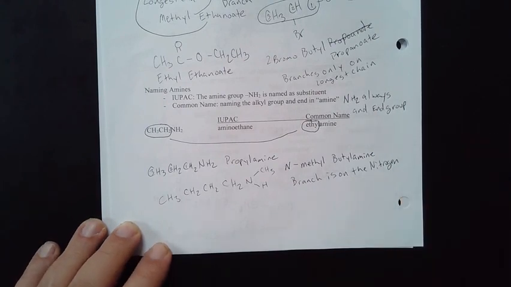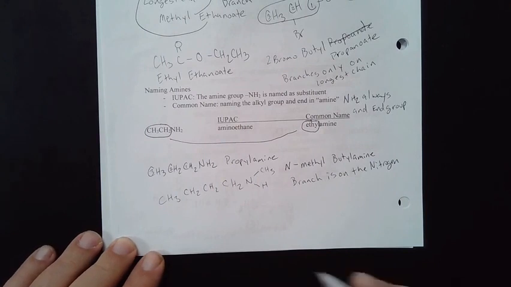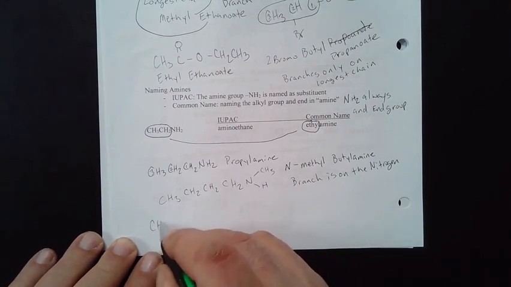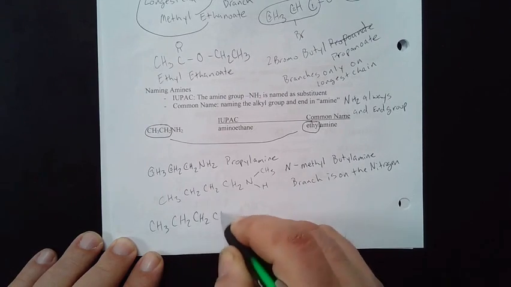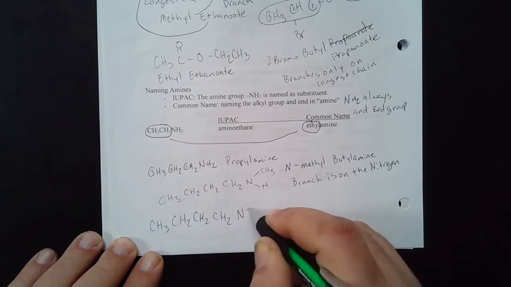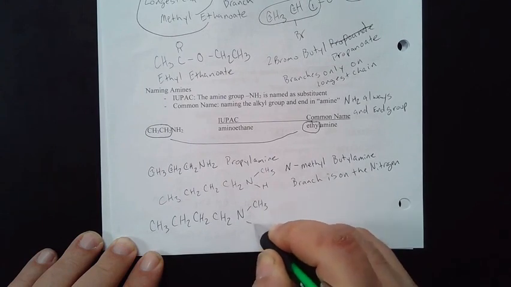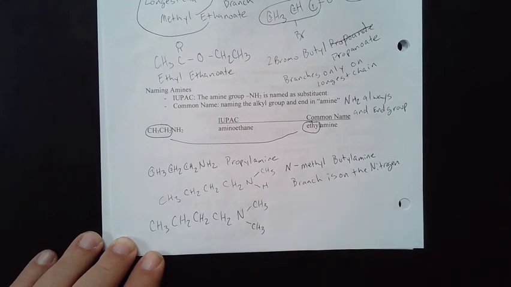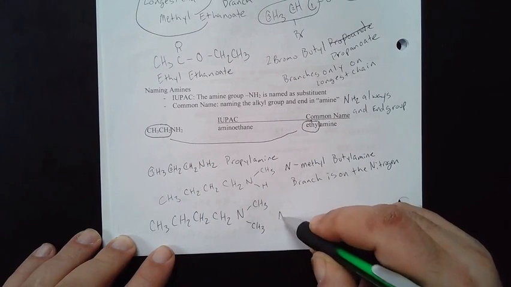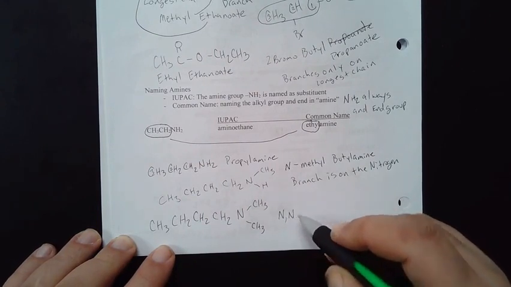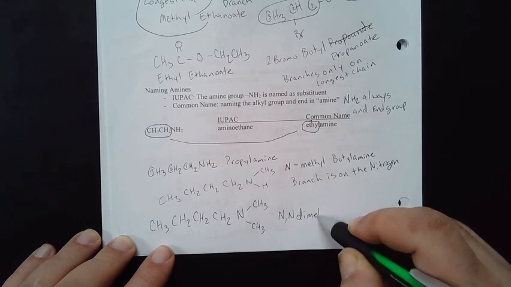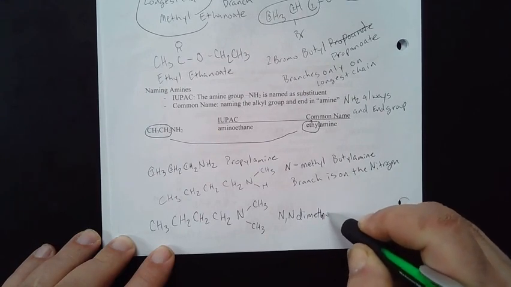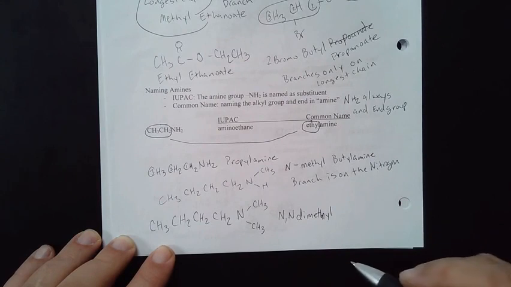All right, so let's try another one. CH3, CH2, CH2, CH2, nitrogen. And we're going to put 2 methyl groups on it. All right, so it's going to be N, comma, N. But now we have 2 methyls, so that becomes dimethyl. And then we have 4 carbons in our longest chain, so this becomes butylamine.